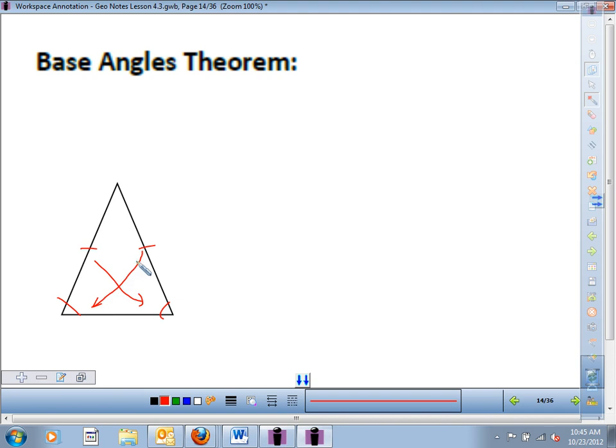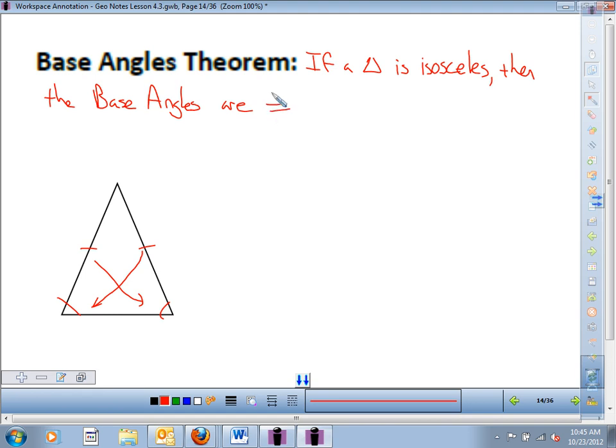So the base angle theorem simply states that if a triangle is isosceles, then the base angles are congruent. That's a nice pretty conditional. So if we have an isosceles triangle, then the base angles are congruent.